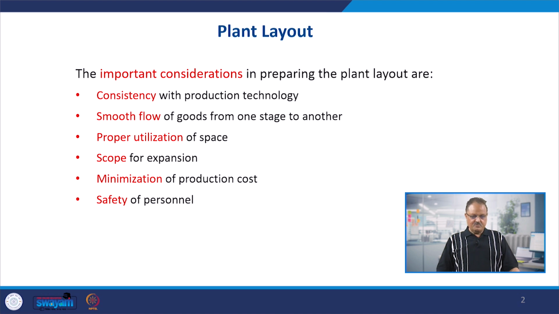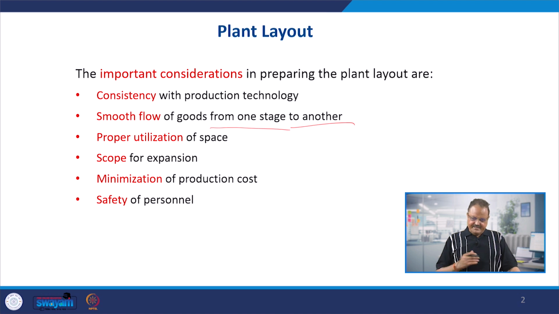The second thing is the smooth flow of goods from one stage to the other. Smooth flow of goods from one stage to another is, as I was telling you, what is called sequencing from one stage to another stage. If the sequencing is good, then there is no wastage of time. Wastage of material or other resources can be avoided.